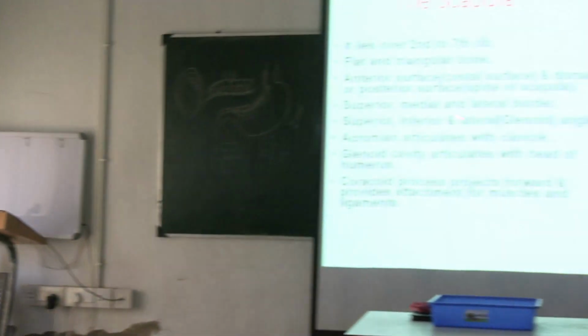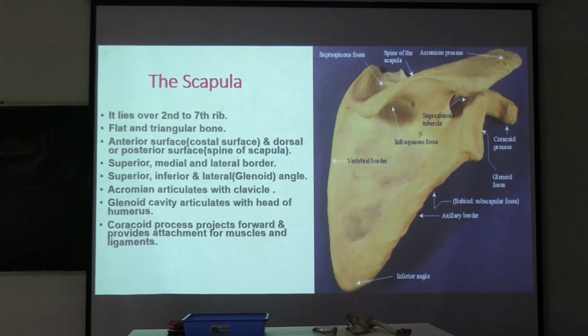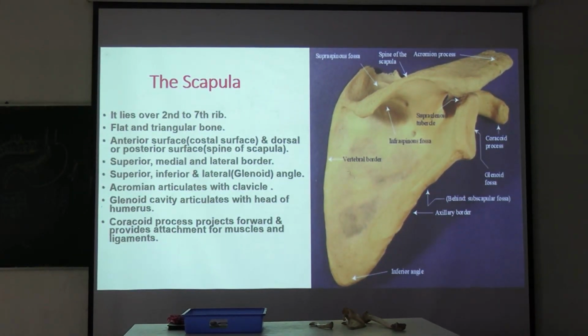There are three borders: superior border, medial border, and lateral border. This one is the superior border. This is the anatomical position, the gun holding position. So this is the superior border, lateral border, and medial border of the scapula.